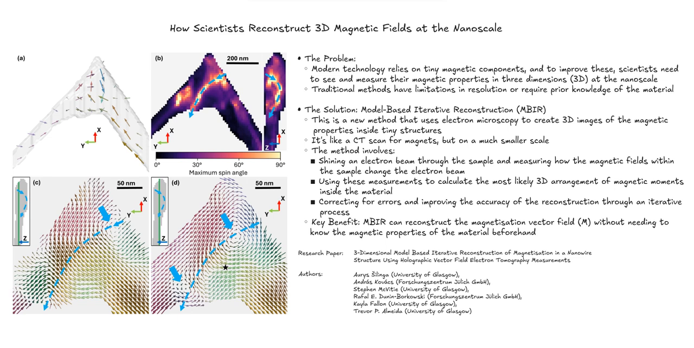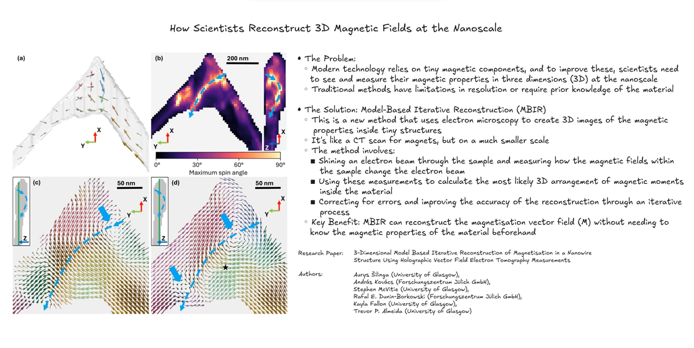They then used H-VFET to capture data from the nanowire at various tilt angles. Think of it as taking snapshots of the nanowire's magnetic field from different perspectives to build a complete 3D picture. And this is where the MBIR algorithm comes in. It processes this data, minimizes errors, and creates a 3D map of magnetization within the nanowire.